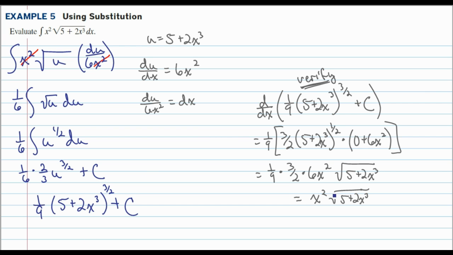Now I am going to verify this by taking the derivative of what I got and hoping it turns out to be the integrand. And I do that over here. It does involve the chain rule and some simplification, but I do end up, after I take the derivative of the antiderivative I got, I end up with the integrand, so I know I did this right.